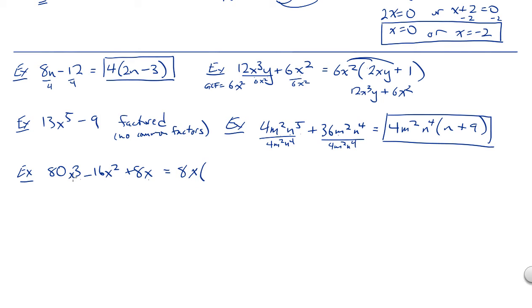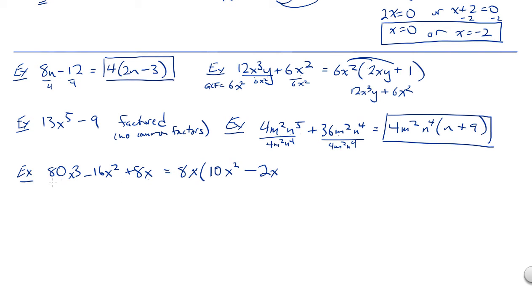What's left over? 80x cubed divided by 8x. If we undistribute and pull out that 8x, we are left with a 10x squared. You can check it real quick as you're doing this by multiplying those. 8x times 10x squared is 80x cubed? Yes, okay, good. Minus 16 divided by 8 is 2. X squared divided by x is x.